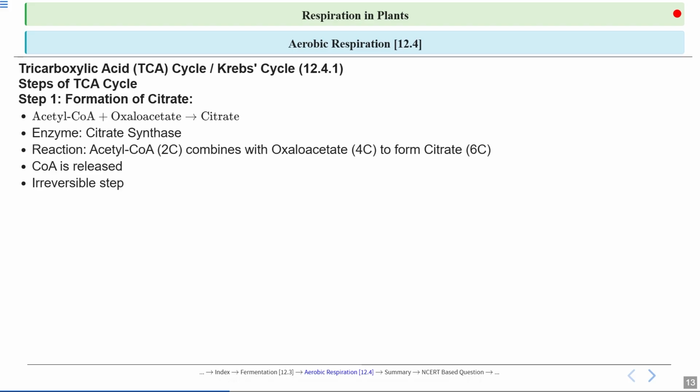Now note that this step is irreversible. So once citrate is formed, the reaction will not go backward. And this is important because the cycle needs to move forward.